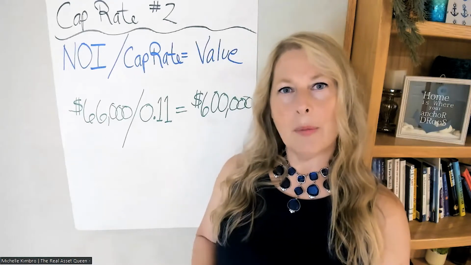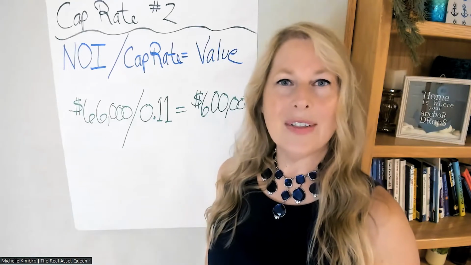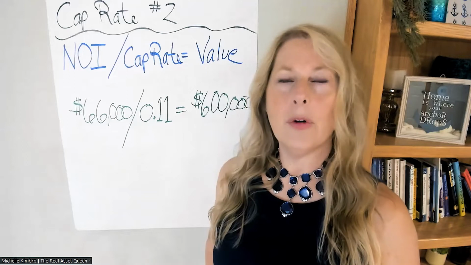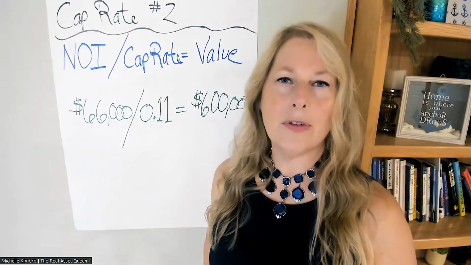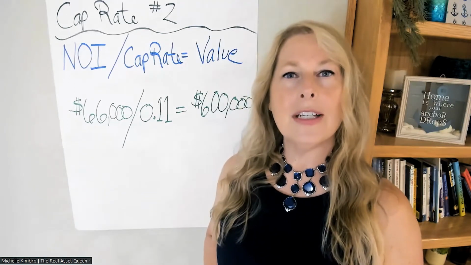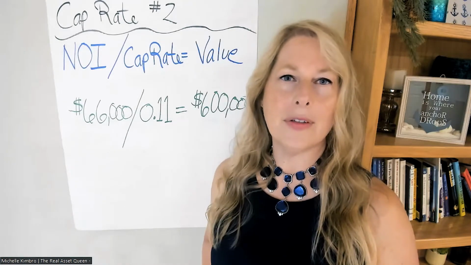So let's plug in some numbers. So we have $66,000 in net operating income. We're going to divide that by an 11% cap rate, and that's going to yield an estimated value of $600,000.